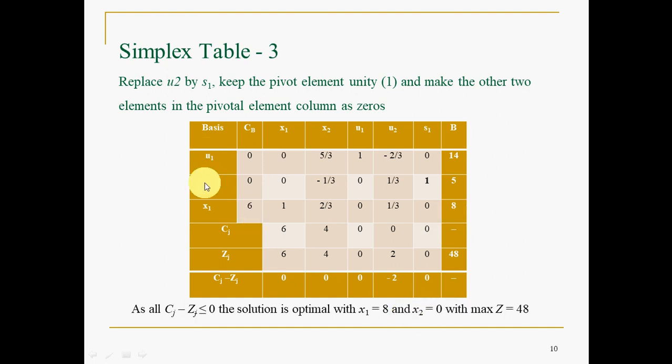So, as x2 has not appeared at all, before the arrival of x2 to the basis, you got the optimality. Hence, you have to put that as 0. x1 is 8 and x2 is 0. So how it is 0 means, that's what it is.